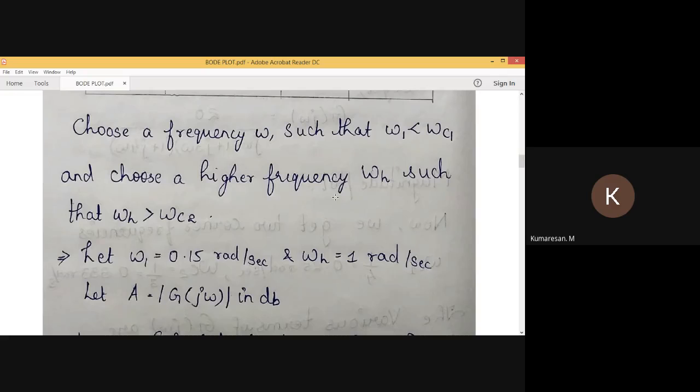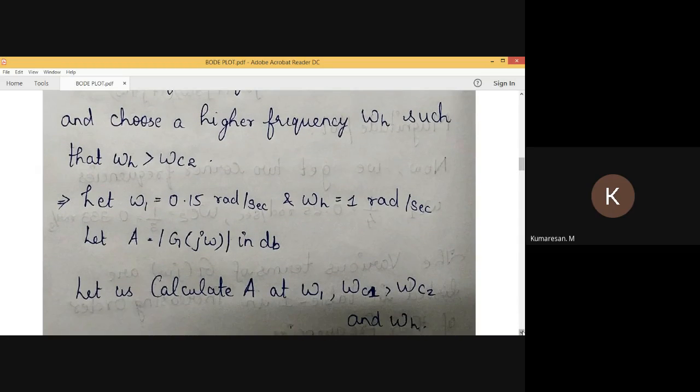So lower, W1, WL, it's not 1. WL is the lower frequency. WH is the higher frequency, which we get from the corner frequency.